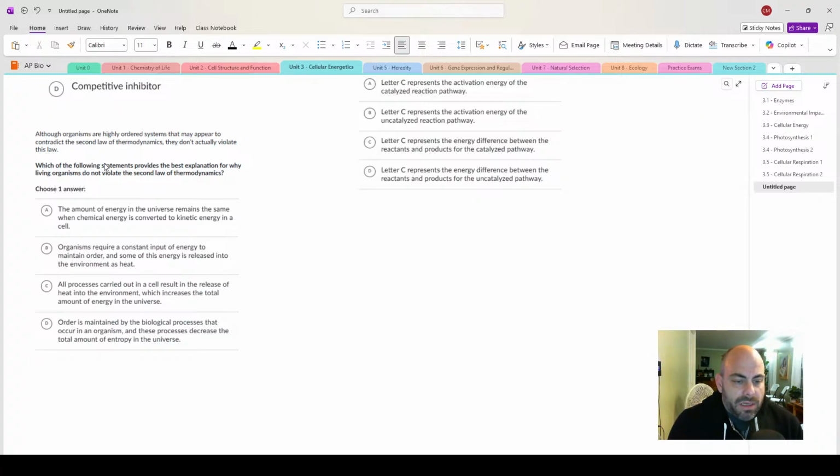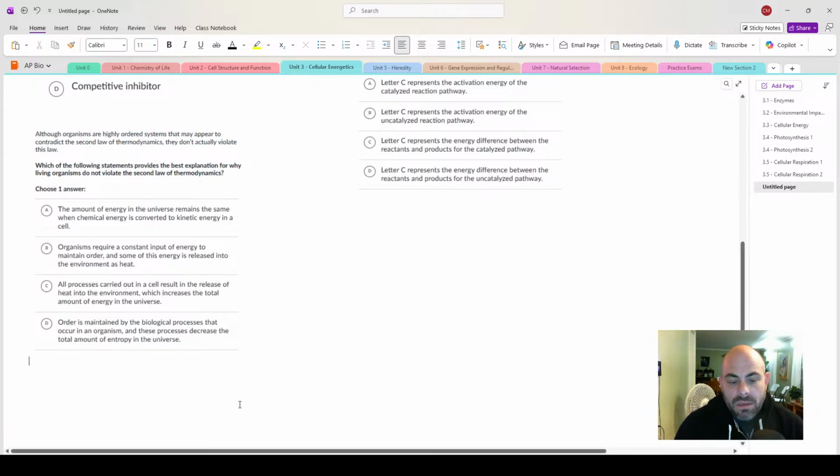B, organisms require a constant input of energy to maintain order, and some of that energy is released into the environment as heat. This is exactly what we're looking for. I can go with B with some amount of confidence, but we're going to look at C and D just to make sure. C, all processes carried out in the cell result in the release of heat into the environment, which increases the total amount of energy. That is not true. Energy is not created or destroyed. And then let's look at D. Order is maintained by biological processes that occur in an organism, and these processes decrease the total amount of entropy. They do not. Entropy only ever increases. B is the correct answer.